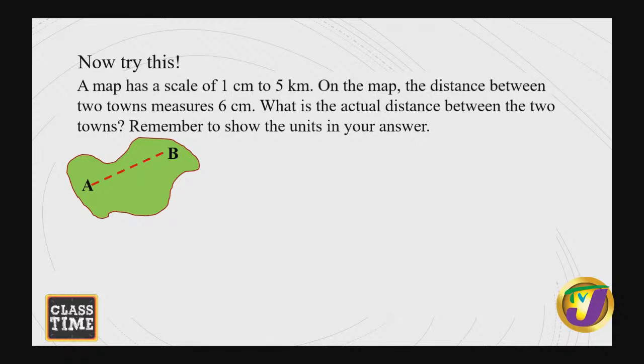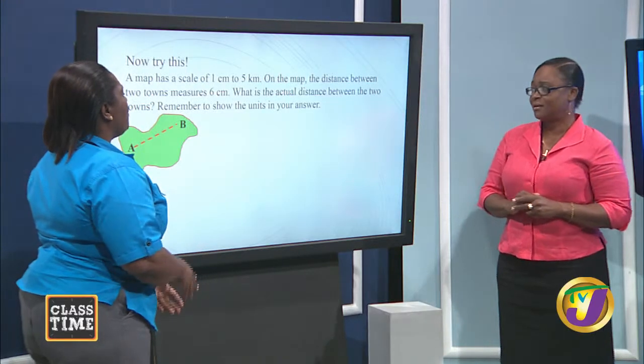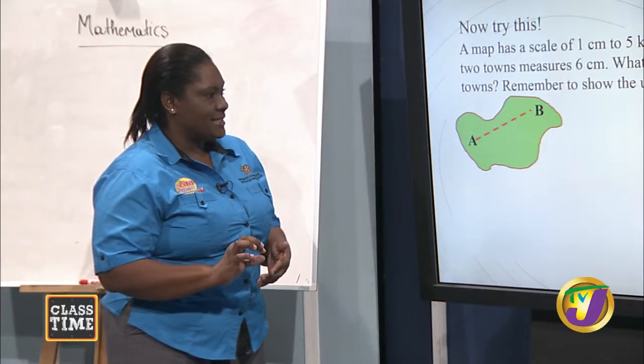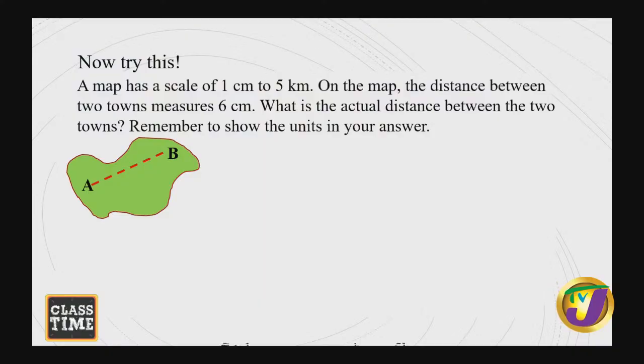For every 1 centimeter, it would be 5 kilometers. So if I have 6 centimeters, how many kilometers would that be in real life? I hope you're seeing the pattern and getting an appreciation of how to problem solve. Now, what is the actual distance between the two towns? We want to find the real life distance. So we identify the scale. We know what the distance is on the map. And now we need to find out the distance in real life. So is it 1 to 5, 6 to...? If you're thinking about ratio, then that could work. Or I can just say 1 centimeter would be 5 kilometers, 2 centimeters, 10, and 15.